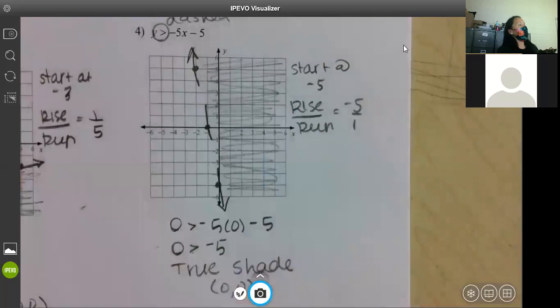Guys, if you get stuck at any point, please let me know. Y'all are not really talking to me, so I don't know if you're messing up or not. All right, everybody good with this one? Move to number 5.